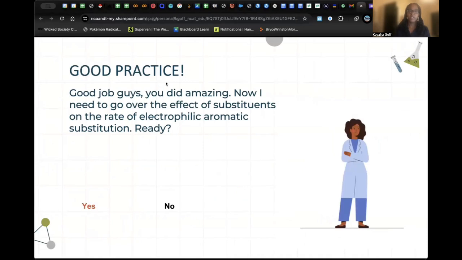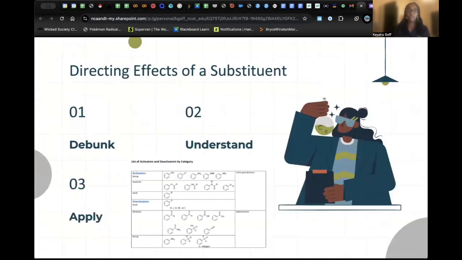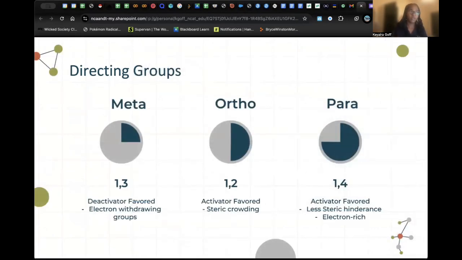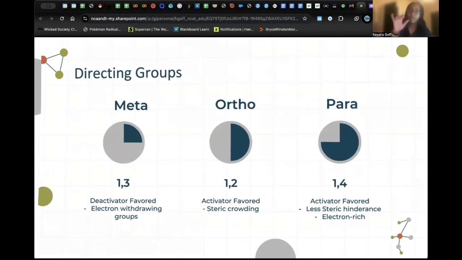Now we need to go over the effect of substituents on the rate of electrophilic aromatic substitution. Are you ready? So, directing effects of a substituent. We're going to debunk, understand, and apply. There are three different types of directing groups. We have meta, which is going to be a 1,3 director, deactivator favored, and it corresponds with electron withdrawing groups. Ortho is going to be 1,2 or 1,6, and it's going to be activator favored and steric crowding. And then para is going to be 1,4. It's activator favored, less sterically hindered, and it is electron rich.